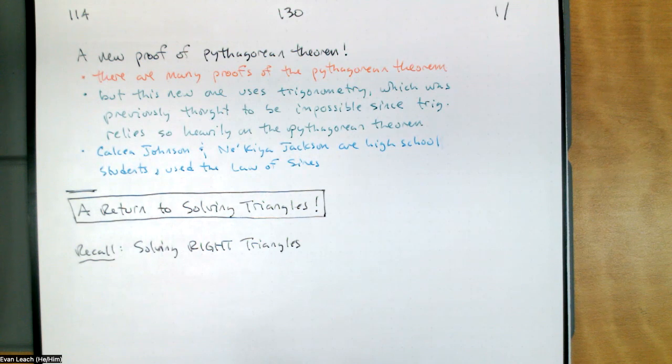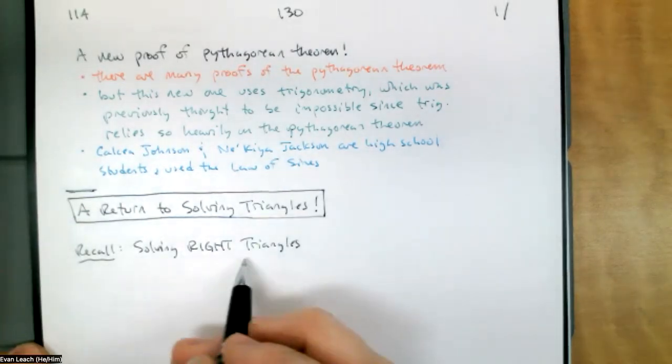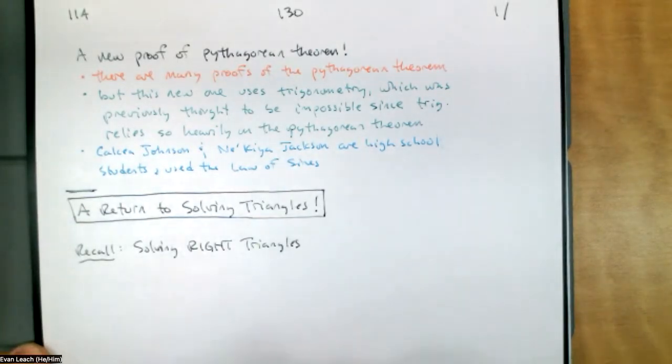Today, we want to talk about solving triangles again. If you recall, way back in the beginning, we learned to solve right triangles. Of the three pieces of information you're given to solve a triangle, you have to find the other three. Of those three pieces of information, one has to be a right angle.